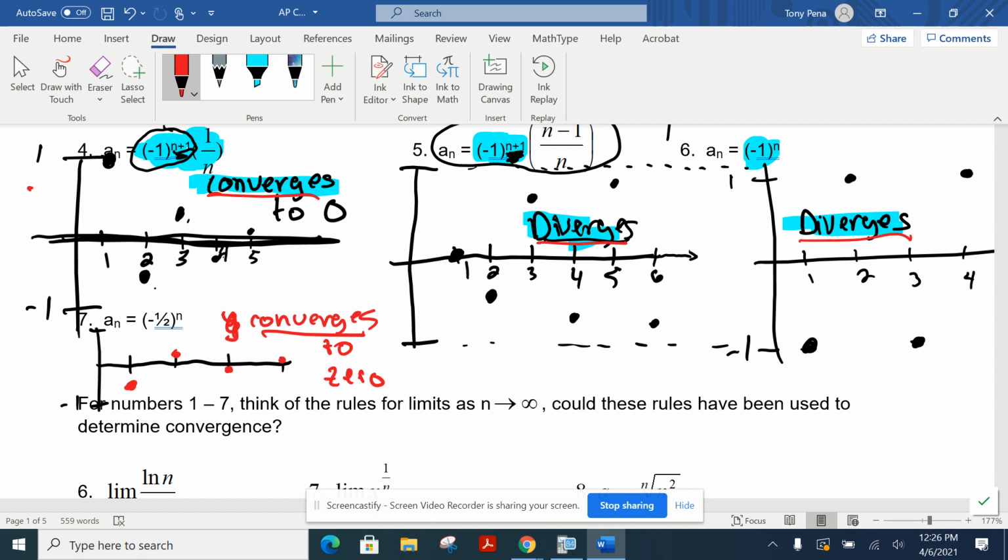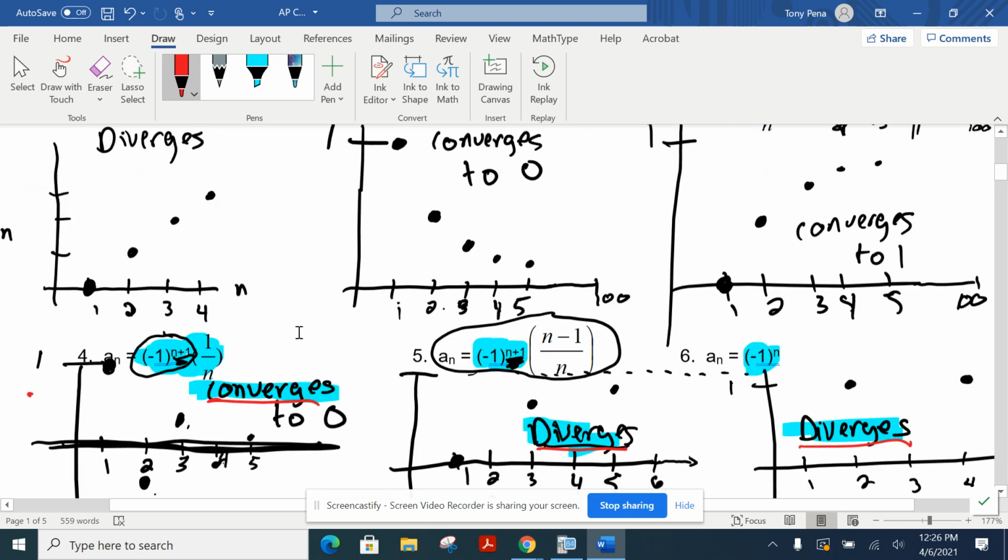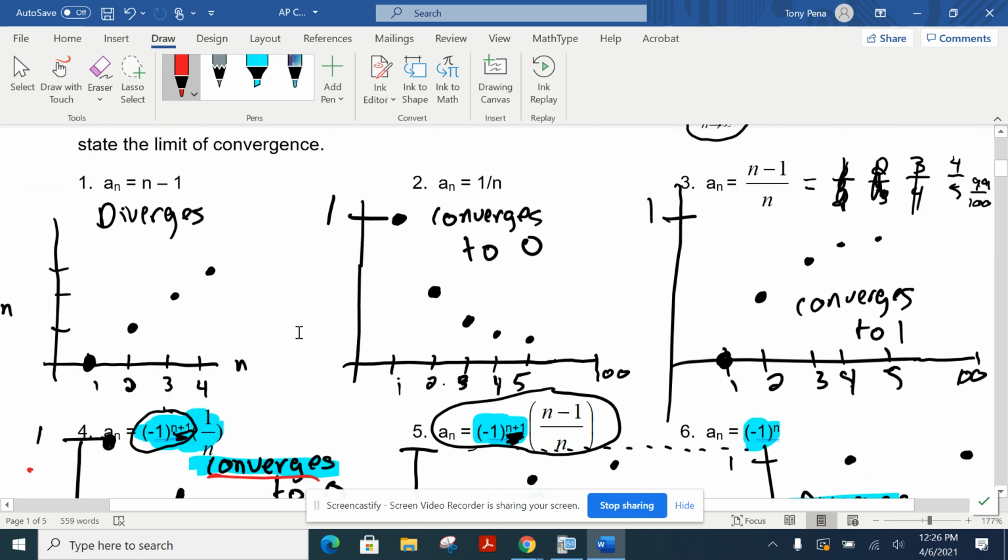So sometimes our alternating ones converge, like this one and this one, but we've also seen ones that will diverge. So we want to be able to identify, how can we do that without having to graph these things all the time? So if we look at this here, it says for numbers 1 through 7, think about our rules of infinity that we reviewed a little bit yesterday. Could these rules have been used to determine our convergence?